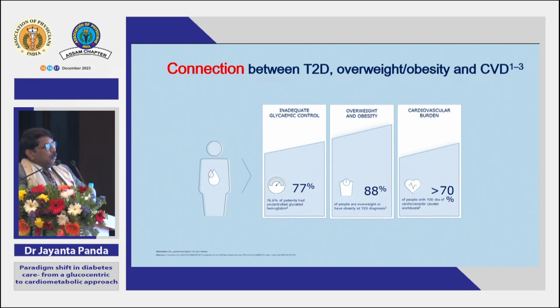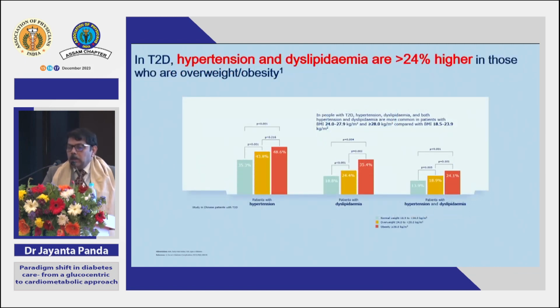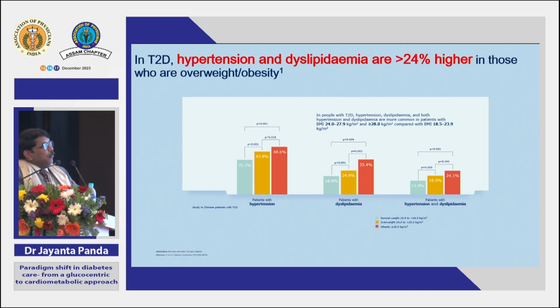So the connection between diabetes, obesity, and CVD: if you see, the people in society with inadequate blood glucose control are 77%, overweight and obesity are 88%, and the cardiovascular burden is almost more than 70%. And taking all together, the morbidity becomes very high, and our people succumb to the complications. In hypertension, diabetes, and dyslipidemia, there is more than 24% higher risk in those who are overweight or obese.